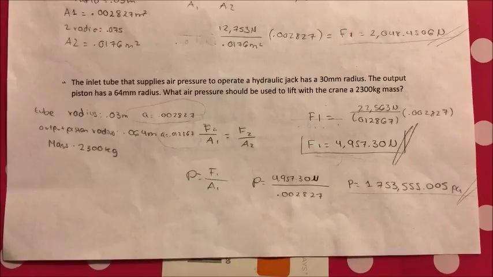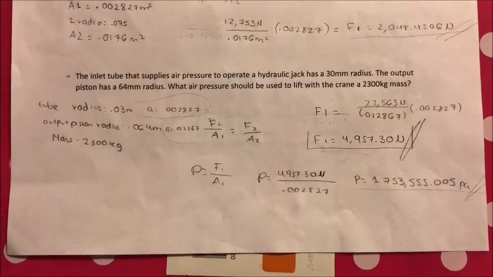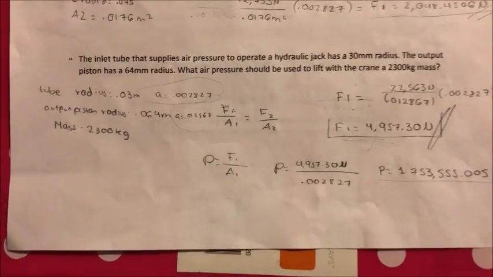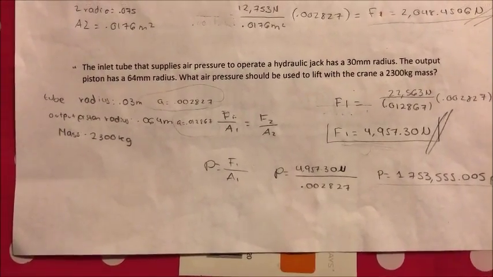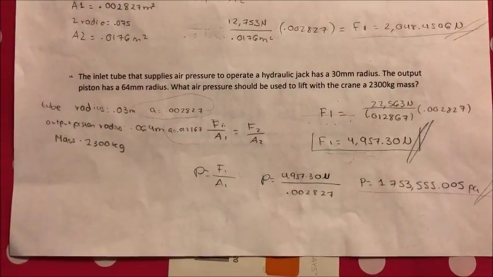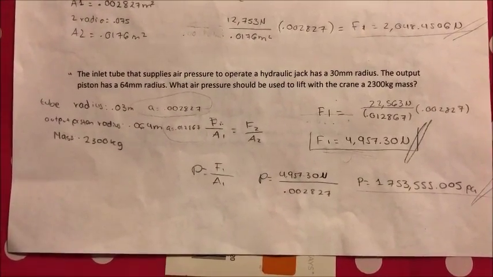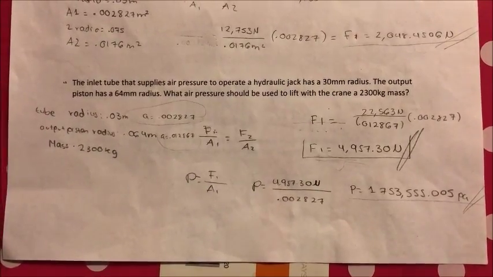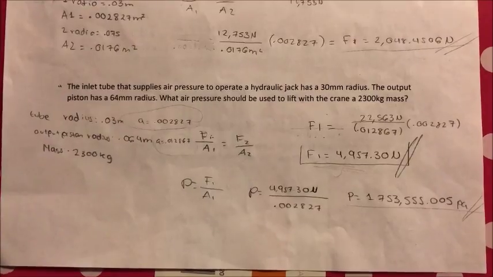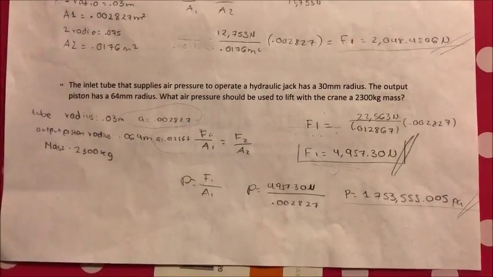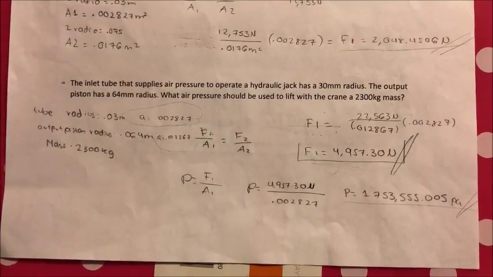In the fourth problem, we have to do the exact same thing as we did in the third problem, but here we also need the pressure. It says the inlet tube supplies air pressure to operate a hydraulic jack that has a 30 millimeters radius. The output piston has a 64 millimeters radius. What pressure should be used to lift with the crane a 2,300 kilograms mass?